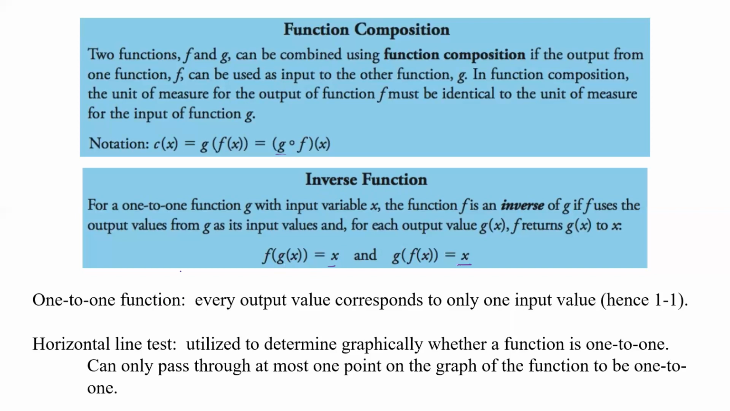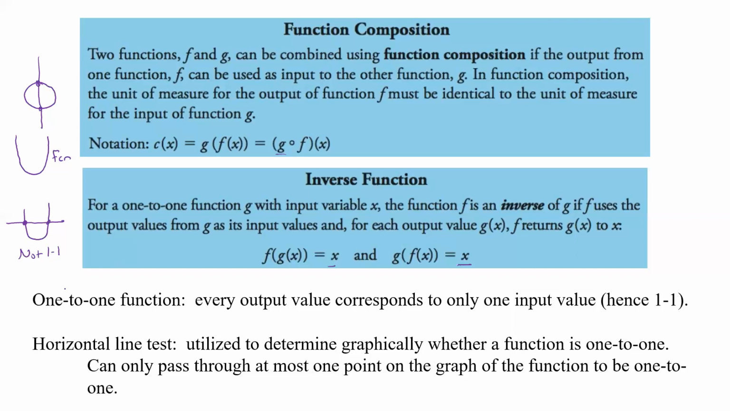Now, what is a one-to-one function? Every output value corresponds to only one input, hence one-to-one. The way we can test this graphically is called the horizontal line test. If you remember, for the vertical line test, we asked, is it a function? Something like this, is that a function? The vertical line test says no, because we hit the graph here and we hit it here. But if we have something like that, the vertical line test says yes, that's a function. But is that a one-to-one function? Now we do the horizontal line test, and we hit two places, so it's not one-to-one.